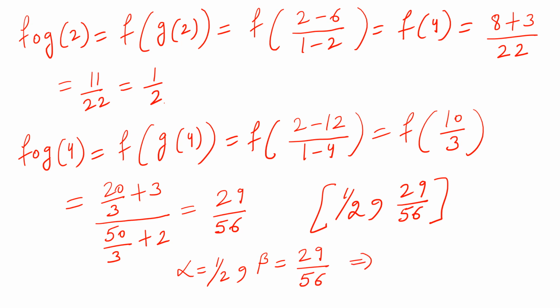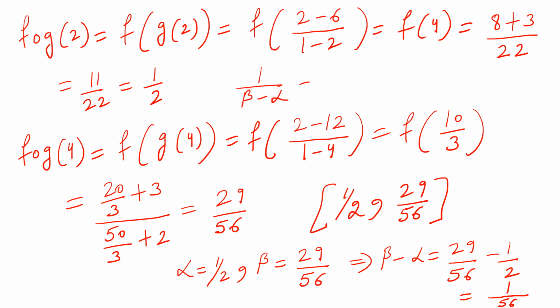So I can say that beta minus alpha is equal to 29/56 minus 1/2, and this is nothing but 56 in the denominator, and in the numerator it is 29 minus 28, which is just equal to 1. So that means now I can say that 1/(beta - alpha) will be equal to 56. So hence option A is the correct one.